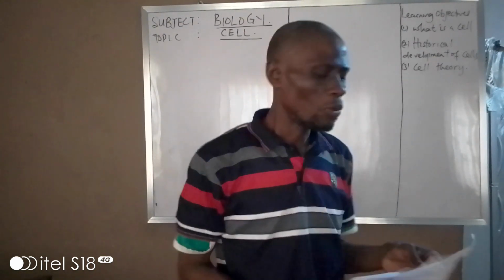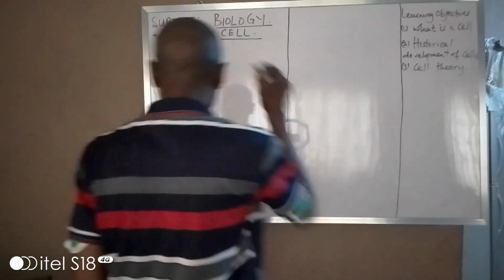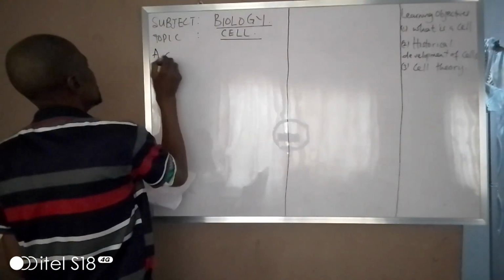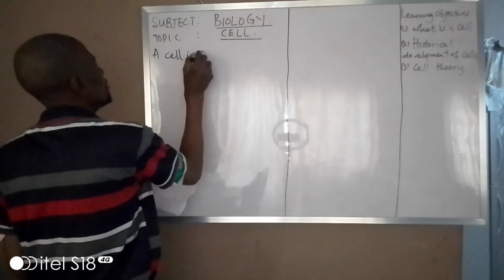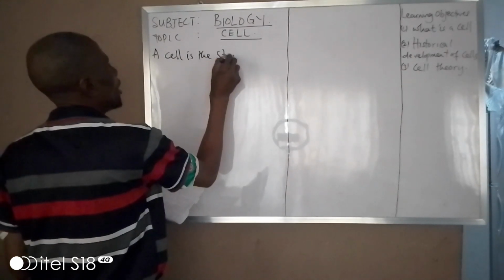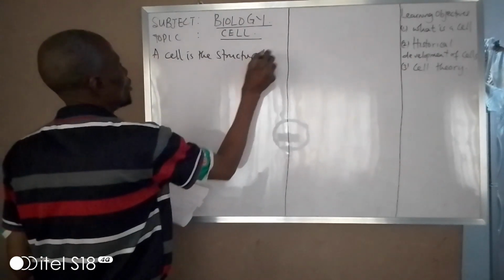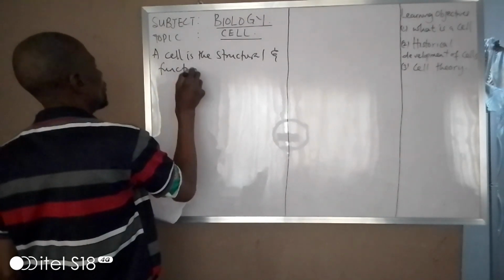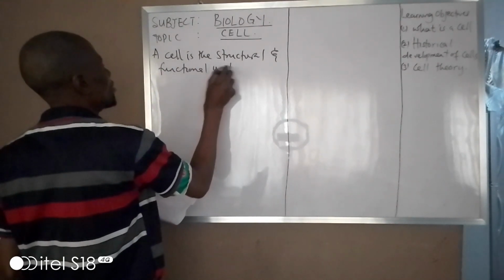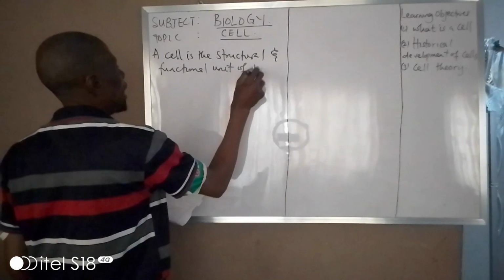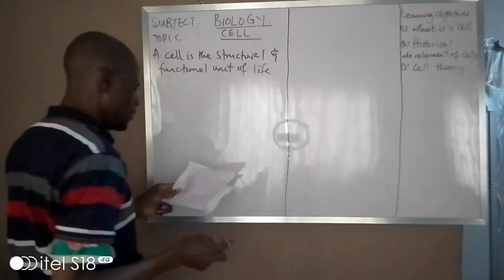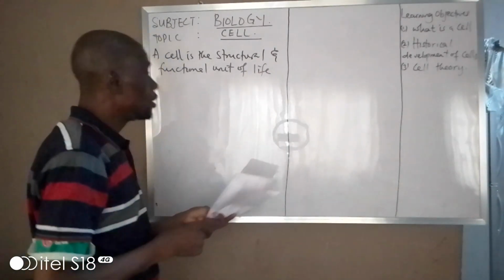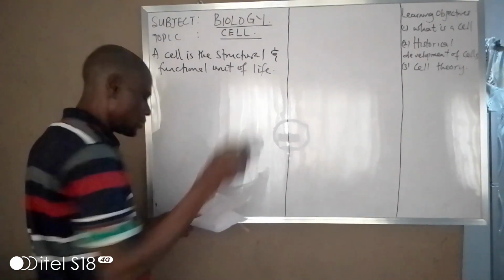So let's put it down. What is a cell? A cell is a structural and functional unit of life or of living organisms. So all living organisms depend on cell.